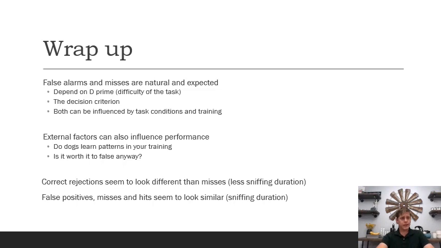Okay, so to finally wrap up, false alarms and misses are natural and expected. They depend on the d prime and the difficulty of the task and what your decision criterion happens to be. Both can be influenced by task conditions and previous training experiences. There's also potential for a variety of external factors that can influence performance.